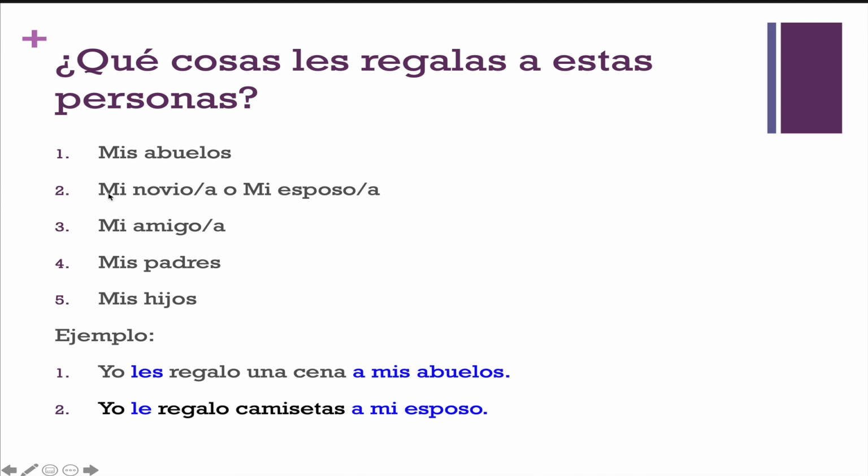Traten de hacer oraciones con mi amigo, mis padres y mis hijos. Okay? So try to make sentences. What kind of gifts you will give to these people? So you start with yo. You put the verb regalo, and then something in between will come to them, to him, whatever it is.